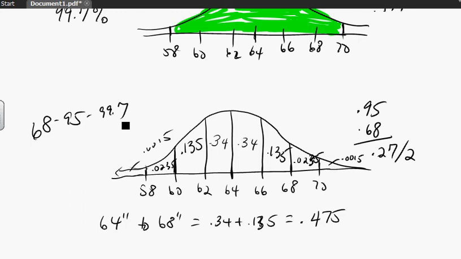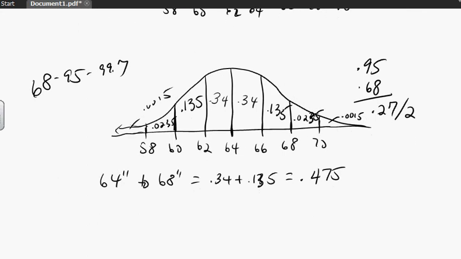What percent of women are greater than 5'10"? What's 5'10"? 5 foot is 60 inches. What percent of women are greater than 70 inches? 5'10". 0.15%, yeah. 0.0015 is 0.15%. Okay, so I'm just going to say greater than 70 inches, 0.0015 or 0.15%.